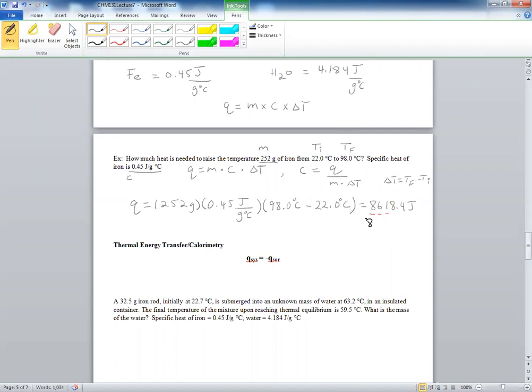So it would be 8620 joules. Remember, we have to maintain the value, which of course you should be able to know that this is 8.62 kilojoules, because remember, kilo is 1,000.